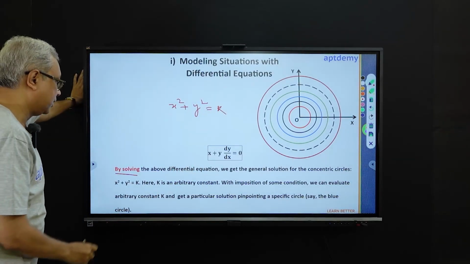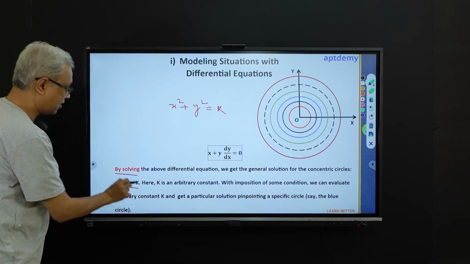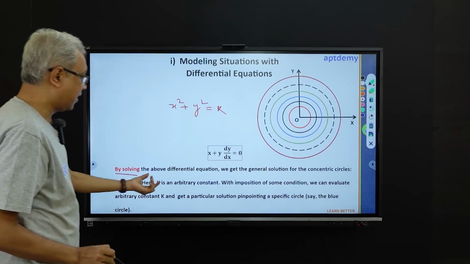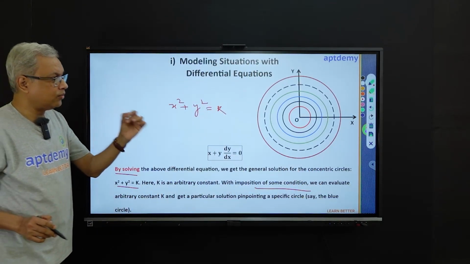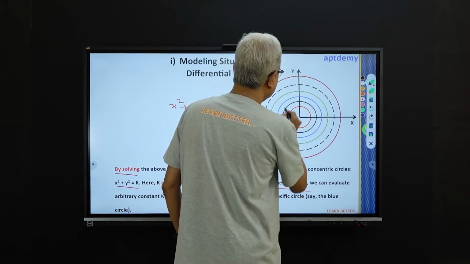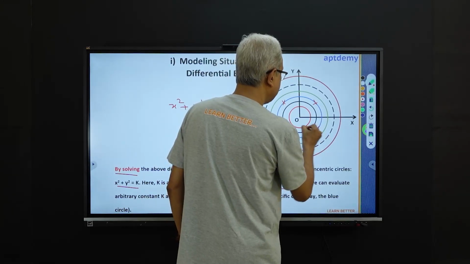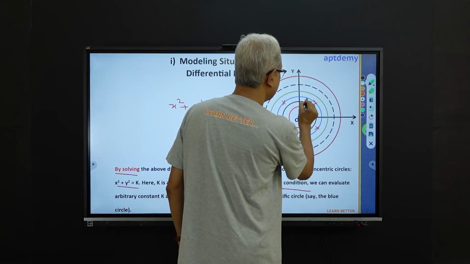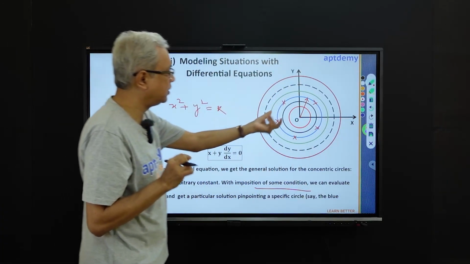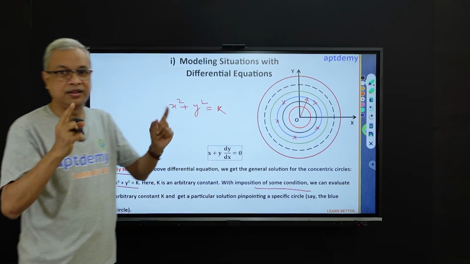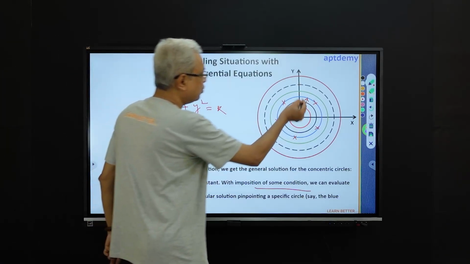By solving the above differential equation, we get the general solution of the concentric circles like this: x square plus y square equal to k, where k is an arbitrary constant. With imposition of some conditions, we can pinpoint a particular circle, say this blue circle, whose radius is this much. So if we specify the radius of a particular circle, we can arrive at a particular solution of this differential equation, maybe the blue circle.